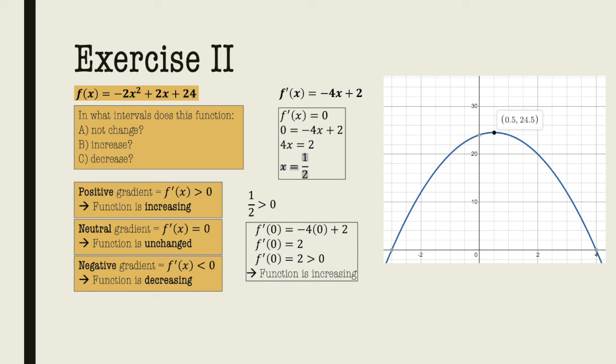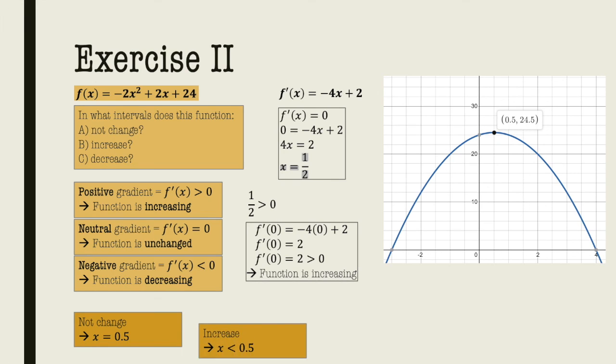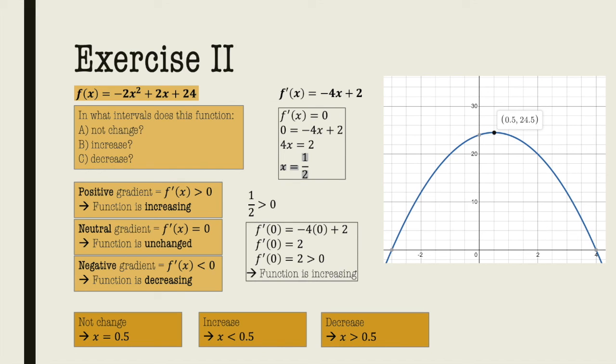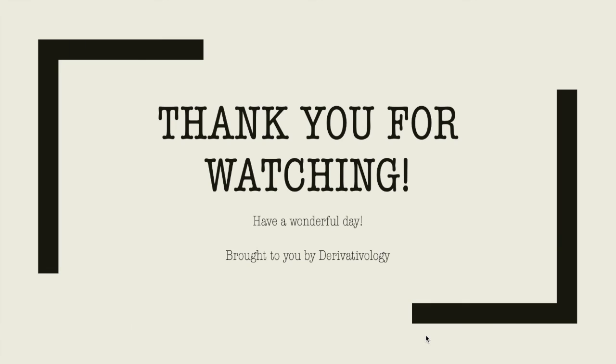Now we may write our final answers down. The function is not changing at x equals 0.5 or 1 over 2. The function increases for any value where x is smaller than 1 over 2. And the function decreases for any value where x is greater than 1 over 2.